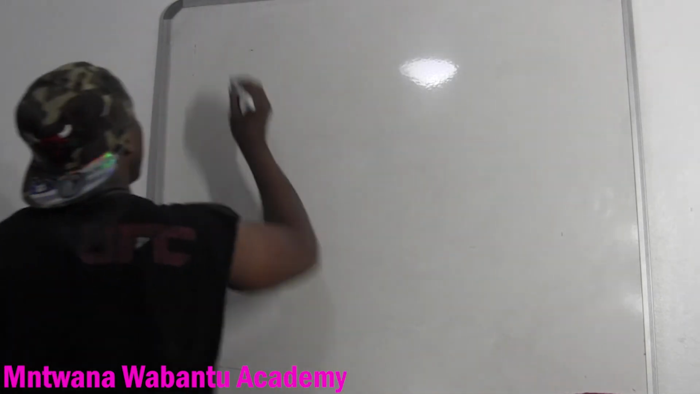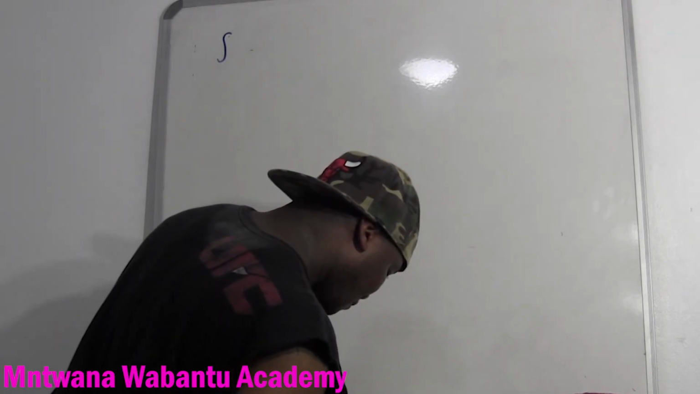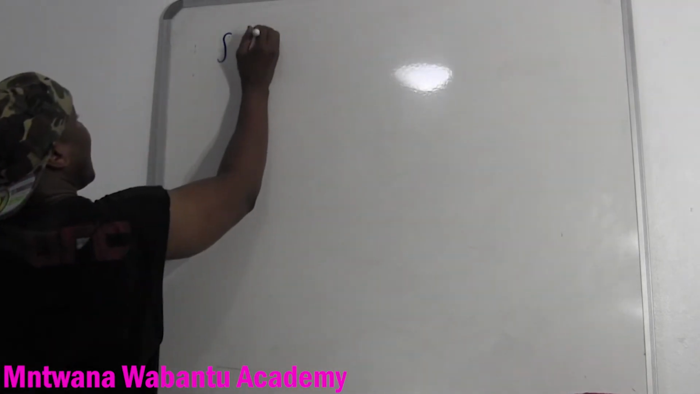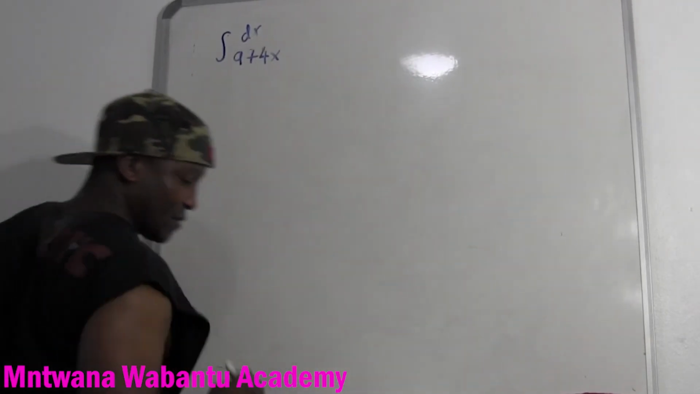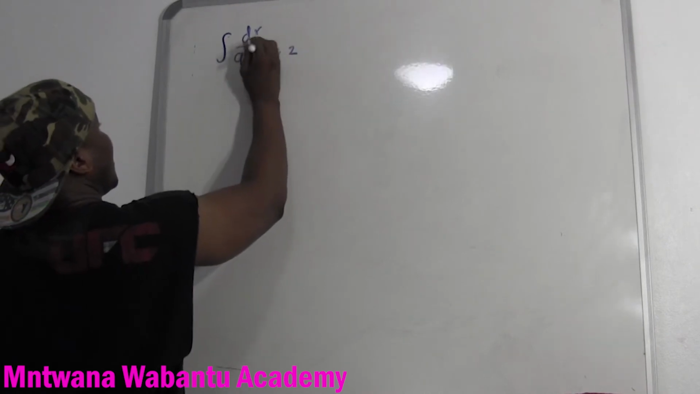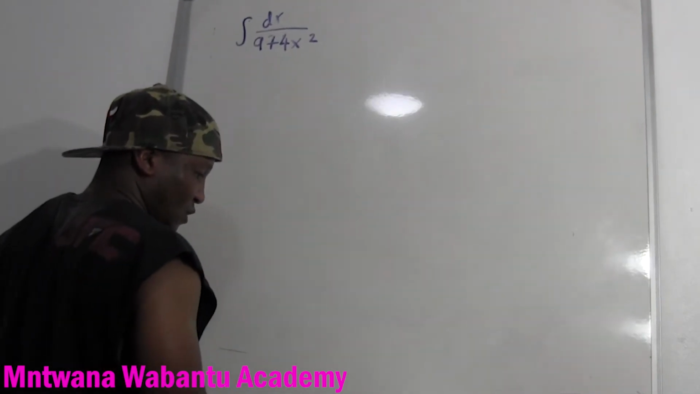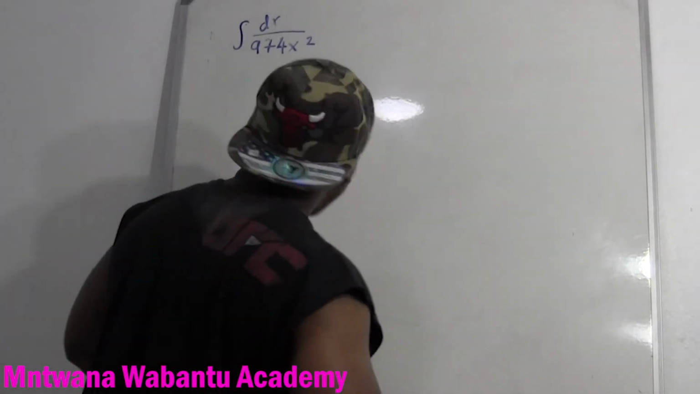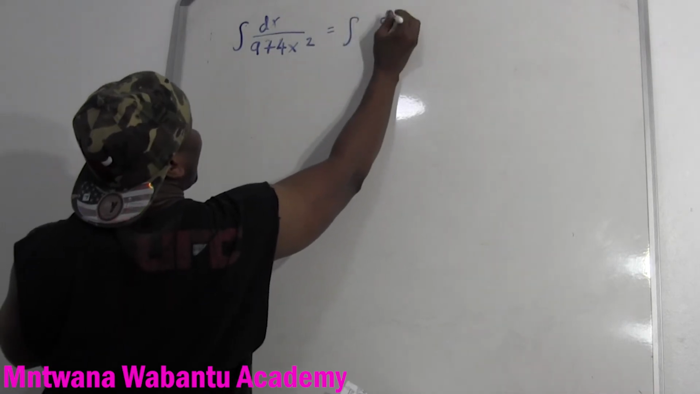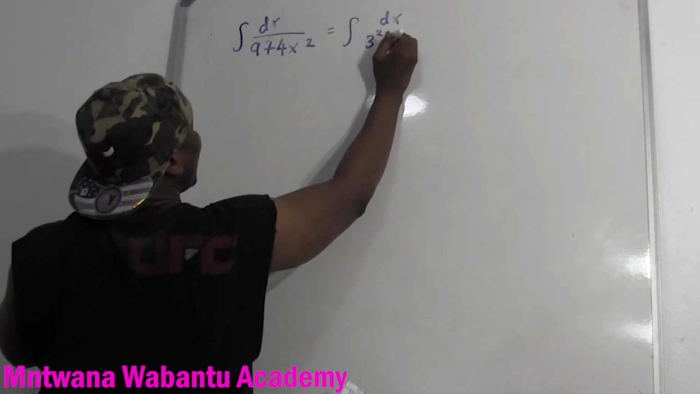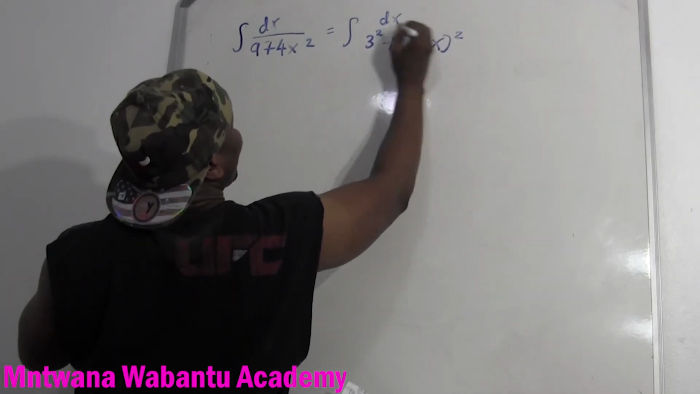The next question is the integral dx over 9 plus 4x squared. This also kind of looks like a tan inverse form, I think so. So what I want to do now is say the integral dx. What is 9? 9 is like 3 squared, plus 4x squared is like 2x, all squared.